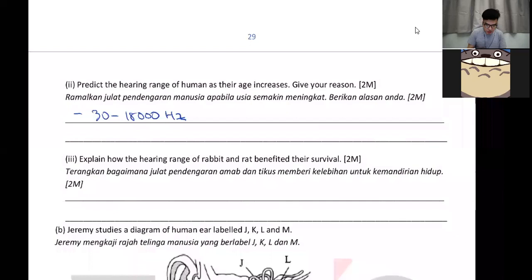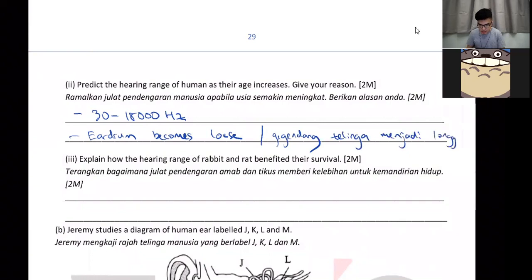Why? Give your reason. Because the eardrum becomes loose. Okay, gendang telinga menjadi longgar. Okay, when the eardrum is looser, that means you're not very good at hearing already. This is why sometimes when you speak to old people, you need to speak louder. Okay, I know lah, you should speak softer to someone elder because of respect, but sometimes old people just couldn't hear you. Not only does your ear become worse, your field of vision also becomes smaller.